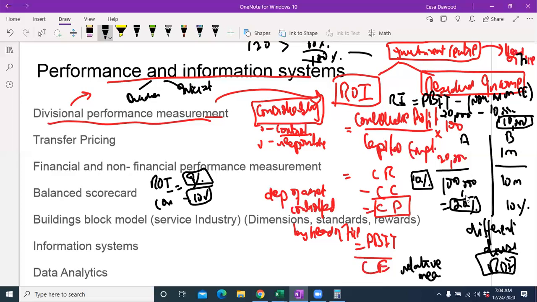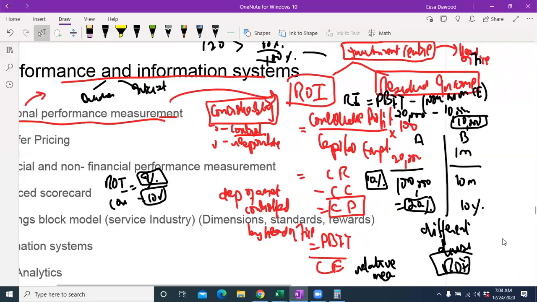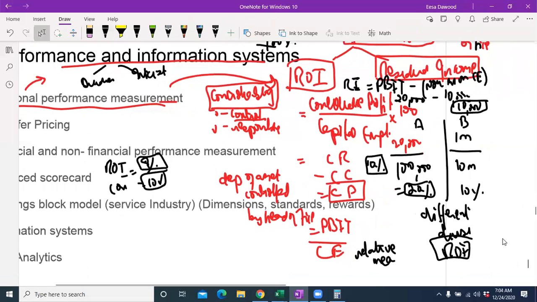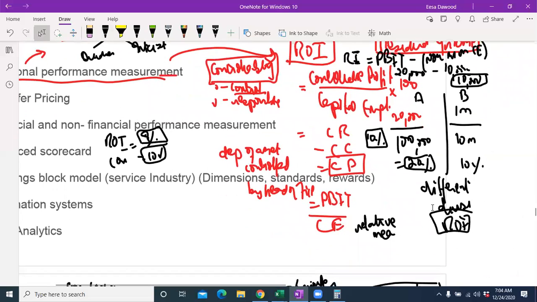But it is an absolute measure. The disadvantage of residual income is that it's an absolute measure. It cannot measure the performance of different divisions. Residual income is not a relative measure. It is not used to compare the size of different divisions, because definitely the residual income of a big division would be more than the residual income of a small division. So it's based upon an absolute measure. You cannot compare the managers' performance.